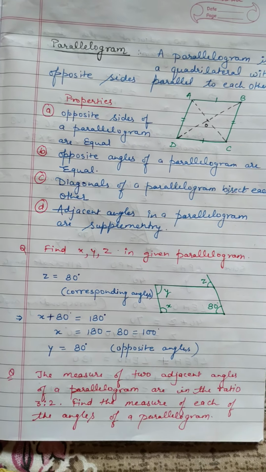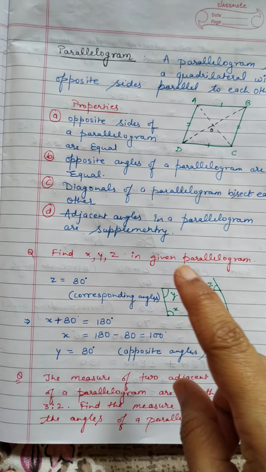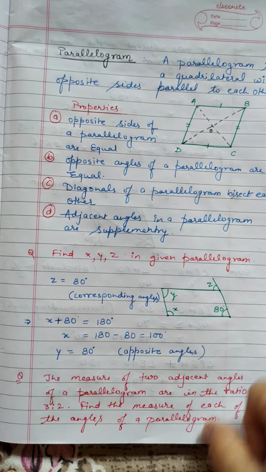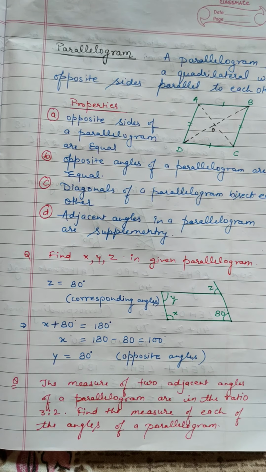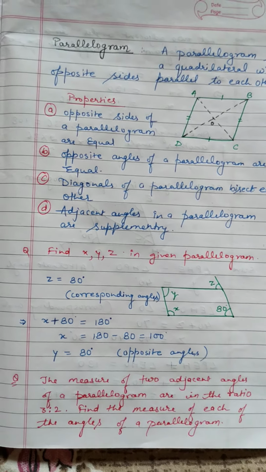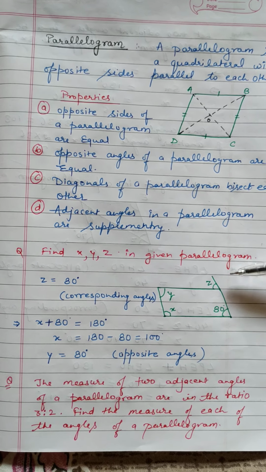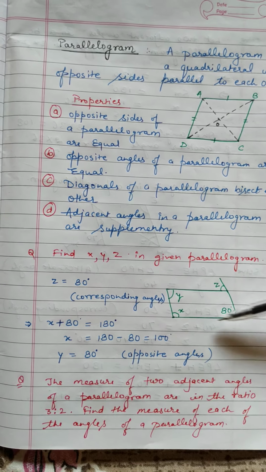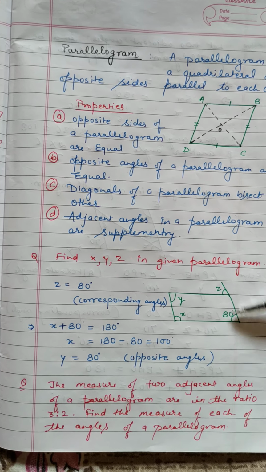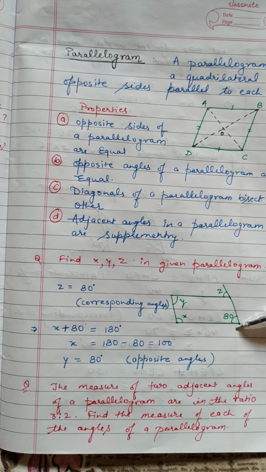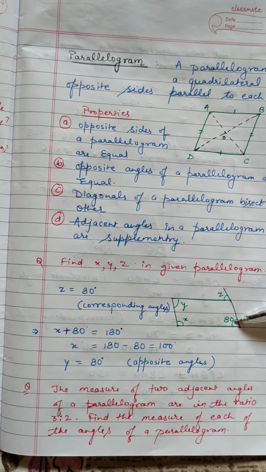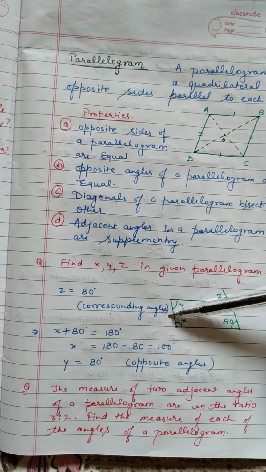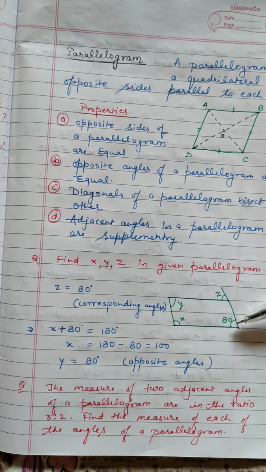Find X, Y, Z in a parallelogram. Now, that is a parallelogram. This side is parallel to this, so both are corresponding angles. So, Z is equal to 80. Why? Because it is a corresponding angle.